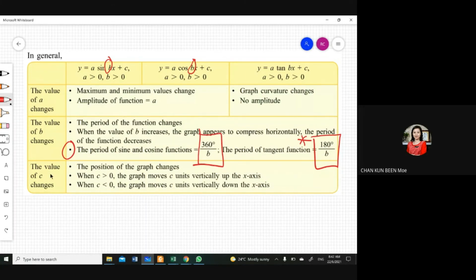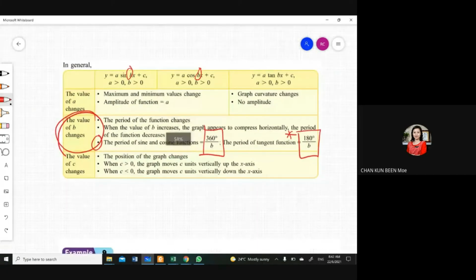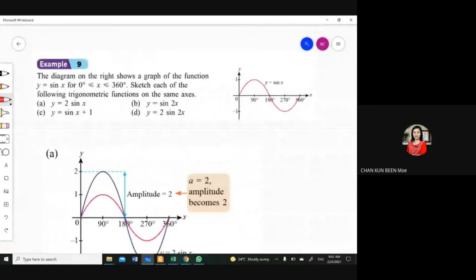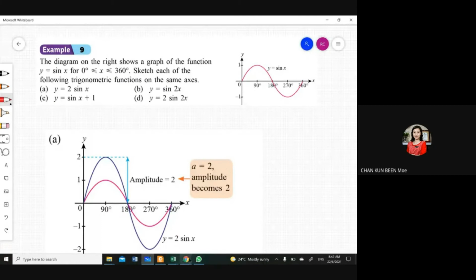Now, if you look at C, when the value of C changes, the position of the graph changes. So when C is greater than 0, the graph moves C units vertically up the x-axis. And when it is less than 0, it moves C units vertically down the x-axis. Okay, that is roughly the meaning. The most important part is still the B. Okay, now we look at the question given. Example 9. Are you okay, class?